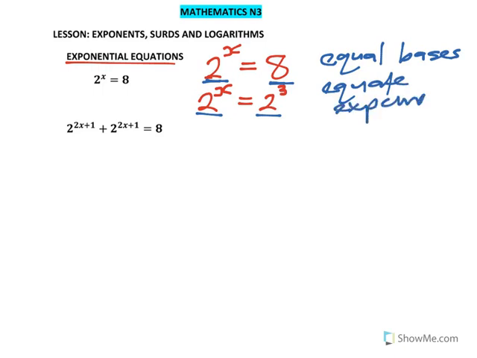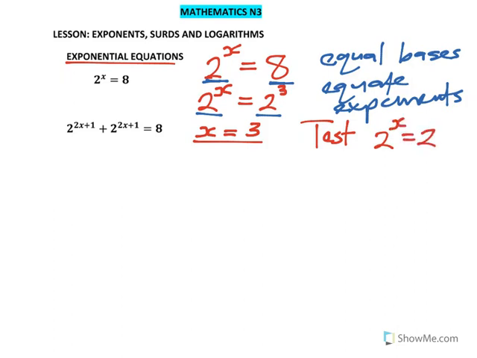When you do that, you are going to have x is equal to 3. Then you can test it. If you put 2 to the exponent x, we said x is 3, so 2 to the exponent of 3, and what is 2 to the exponent of 3? It is 8, meaning it is correct. Let us look at the other question.